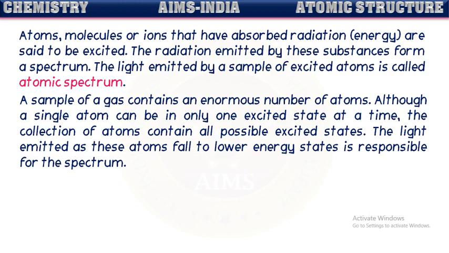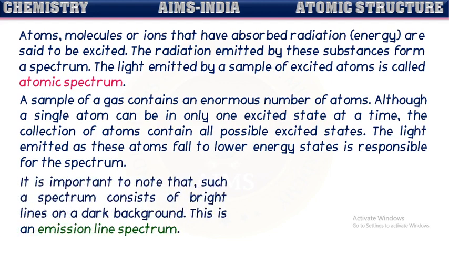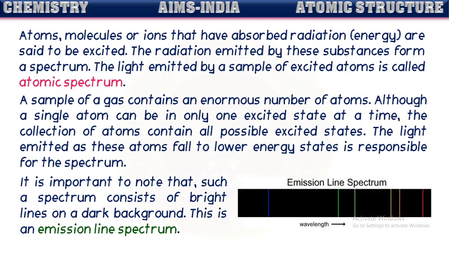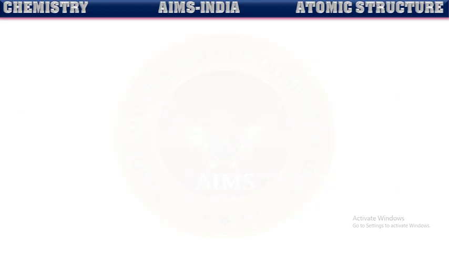Although a single atom can be in only one excited state at once, the collection of atoms contains all possible excited states. The light emitted as these atoms fall into lower energy states is responsible for the formation of the spectrum. It is important to note that such a spectrum consists of bright lines on a dark background. This is an emission spectrum or emission line spectrum.